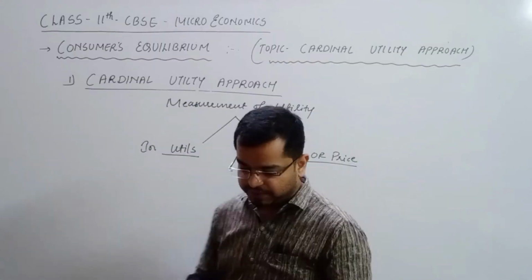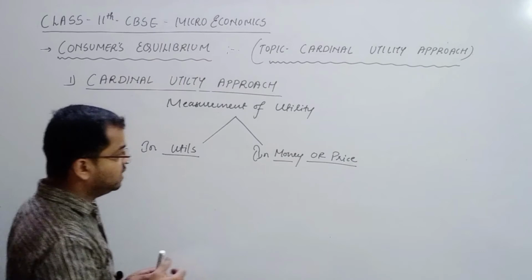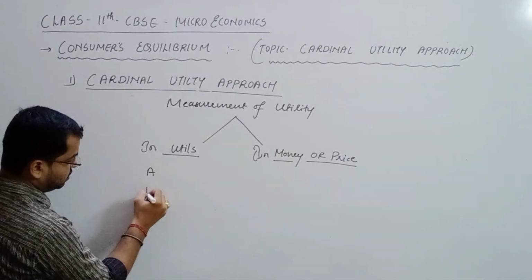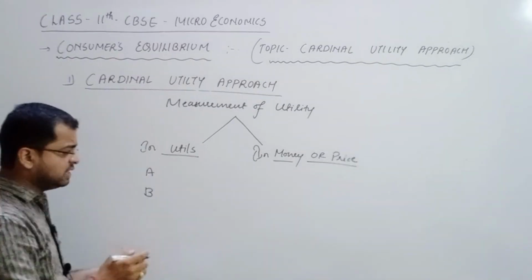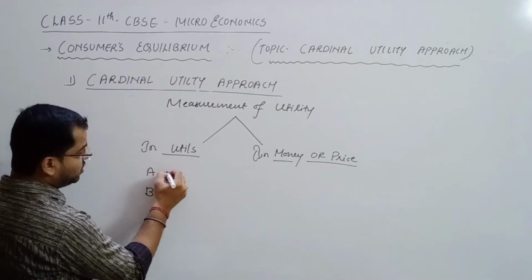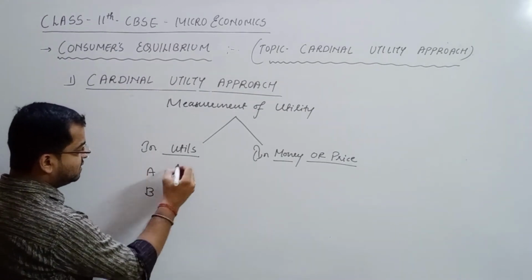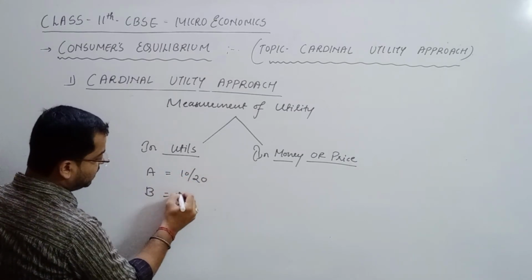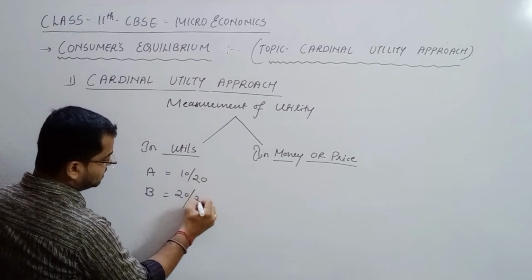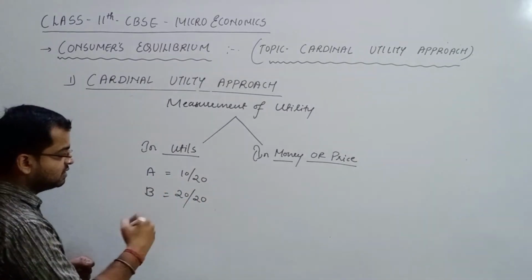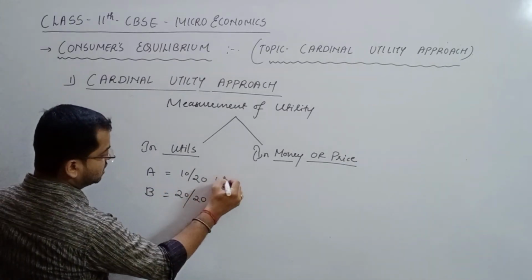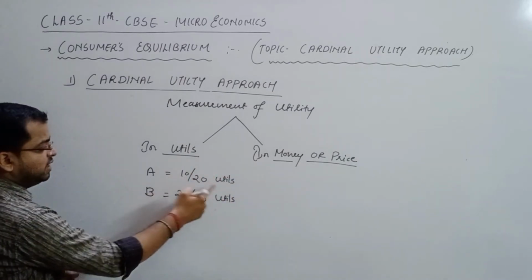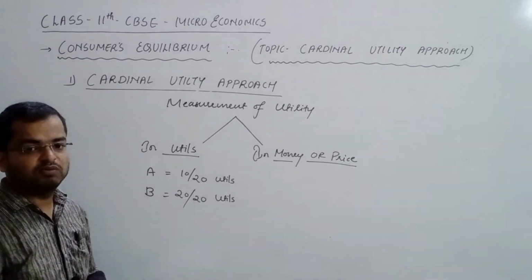Just take an example that you are having two products, A and B. By utilizing A, I am getting a satisfaction level of 10 out of 20, and by utilizing B, I am getting a satisfaction level of 20 utils out of 20. These are utils only. Okay, 10 utils out of 20 and 20 utils out of 20.